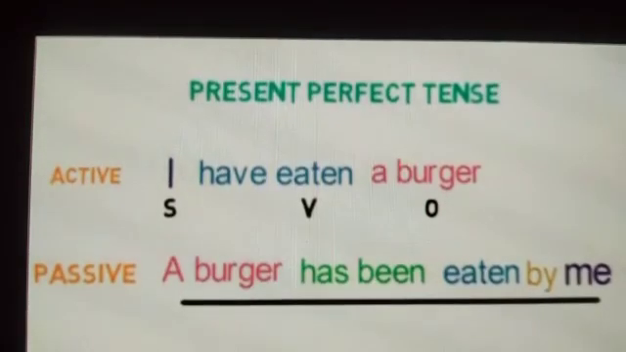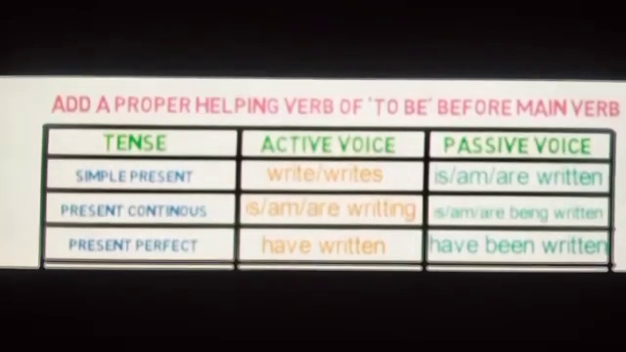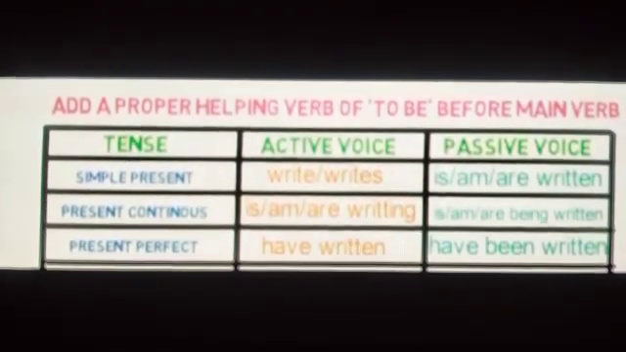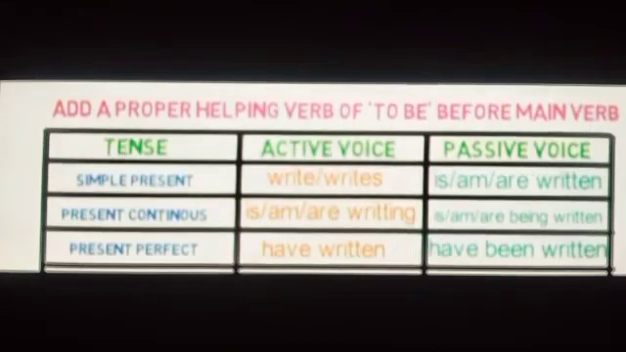So today we have learned active and passive voice in present tense. I hope that the concept is clear to you. Thanks.